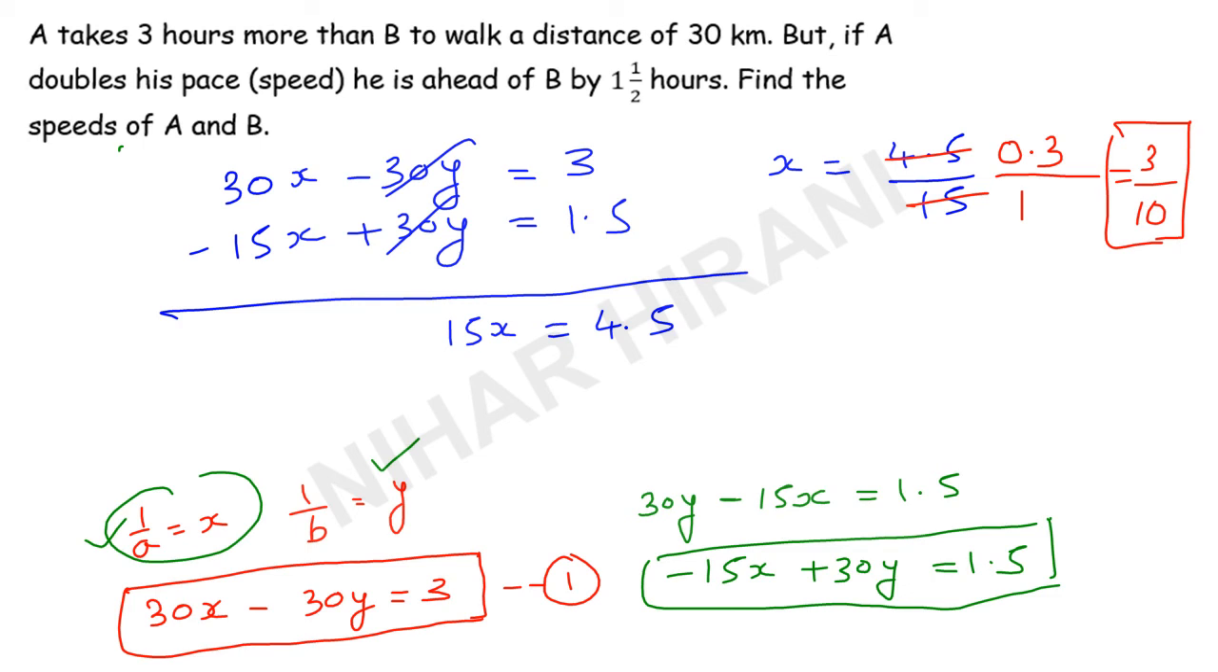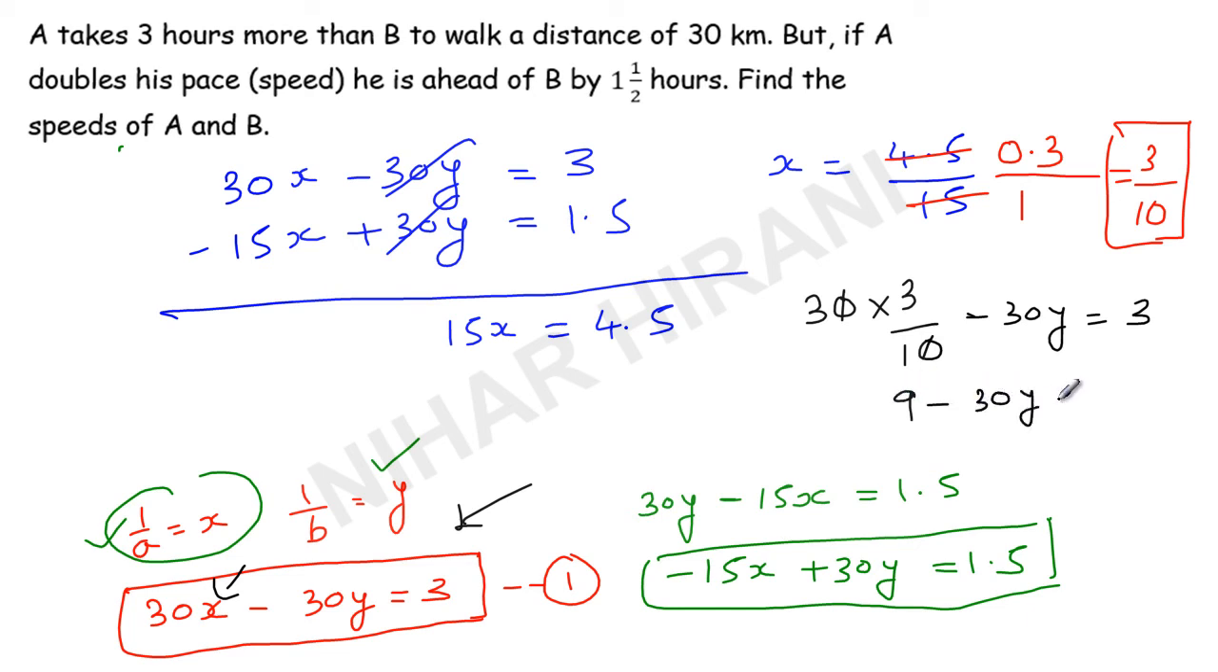Now I want the value of y. To get the value of y, I will substitute this value in equation number 1. So that will be 30 times 3 over 10 minus 30y is equal to 3. Now the 0 cancelled, so this will be 9 minus 30y is equal to 3. So that means minus 30y, if I take this 9 to this side, that will be minus 9, so this will be minus 6. And if I further simplify, that will be minus 6 over minus 30, which is the same as 1 over 5. Minus minus will be cancelled.